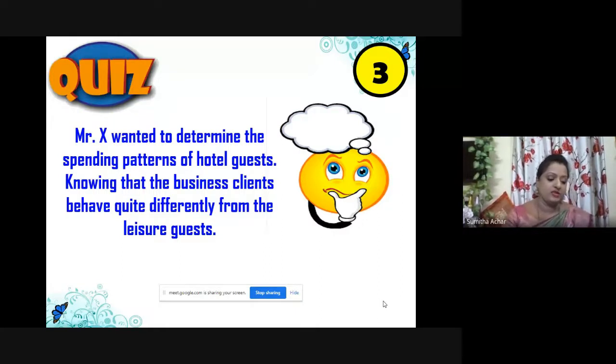Now coming back to this question, Mr. X wanted to determine the spending pattern of the hotel guests, knowing that the business clients behave quite differently from the leisure guests. Which method?